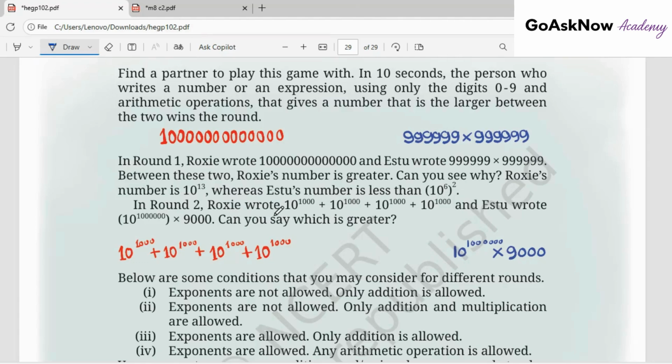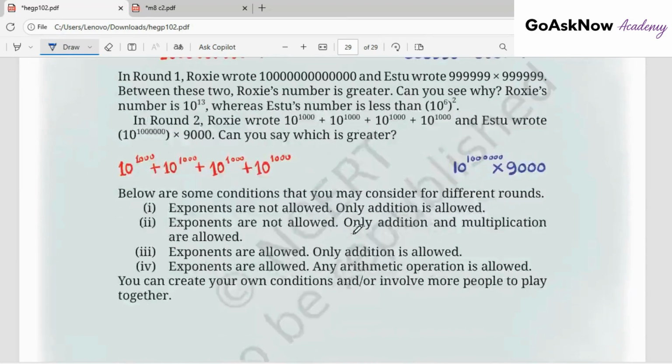In round 2, Roni wrote 10 power 1000 plus 10 power 1000 plus 10 power 1000 plus 10 power 1000, and S2 wrote 10 power 10 power, that is 10 power 10 lakhs into 900. Can you say which is greater?